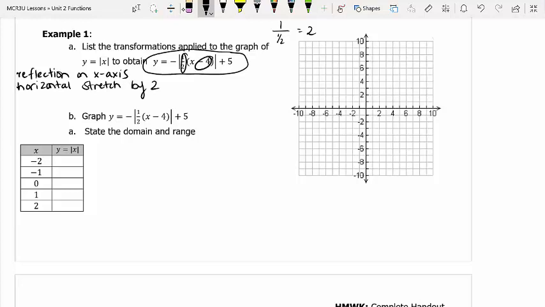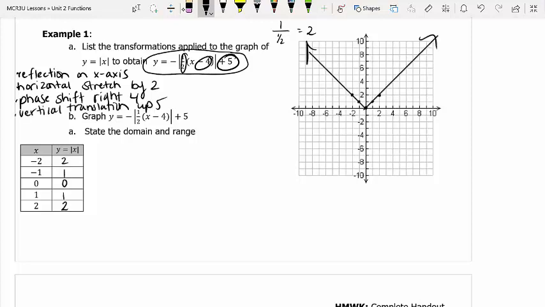We also have a phase shift to the right 4, and we have a vertical translation up 5. Okay, let's go ahead and graph it. So let's start with our base graph. Okay, now let's apply all of our transformations.